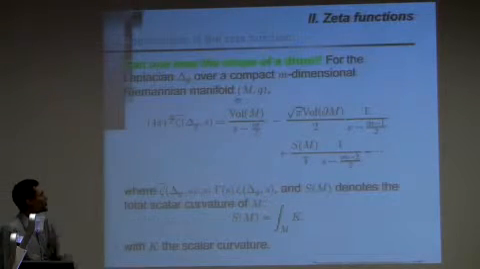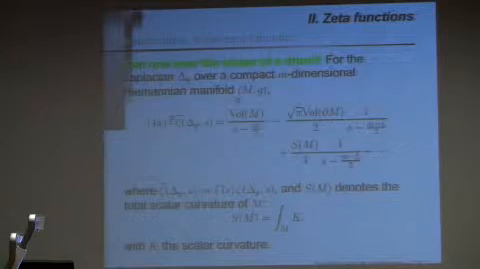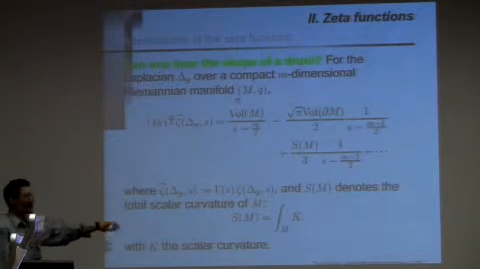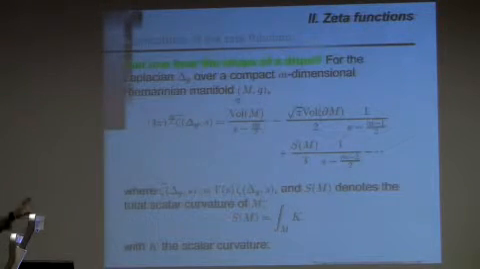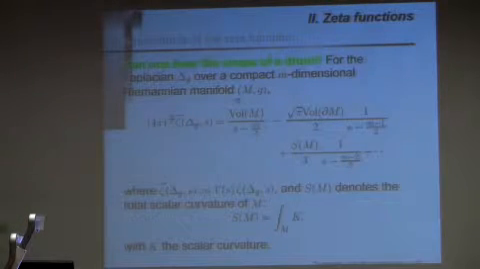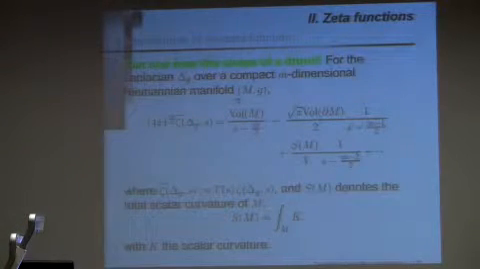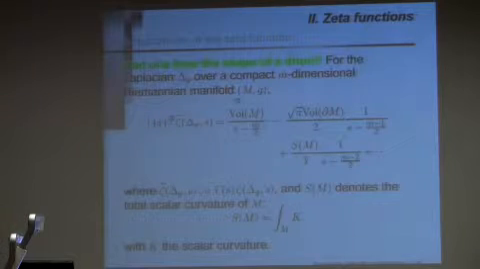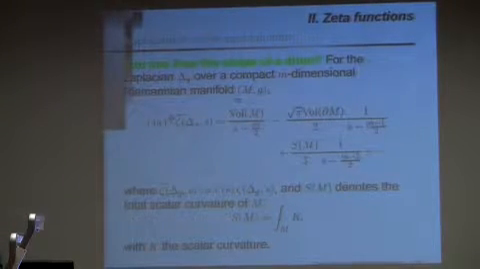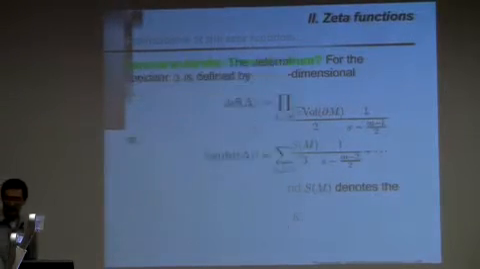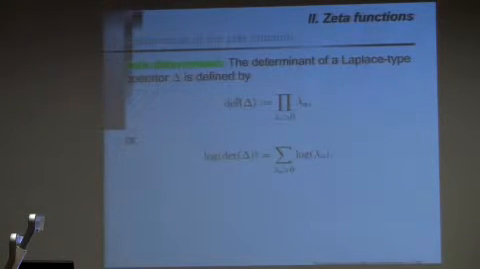Here it has a pole at m minus 2 over 2, where the residue is related to the total scalar curvature of your manifold. So somehow the residues of the poles of your zeta function encode geometric information when the Laplace type operator is the Laplacian. You could also use the zeta function to do other things.